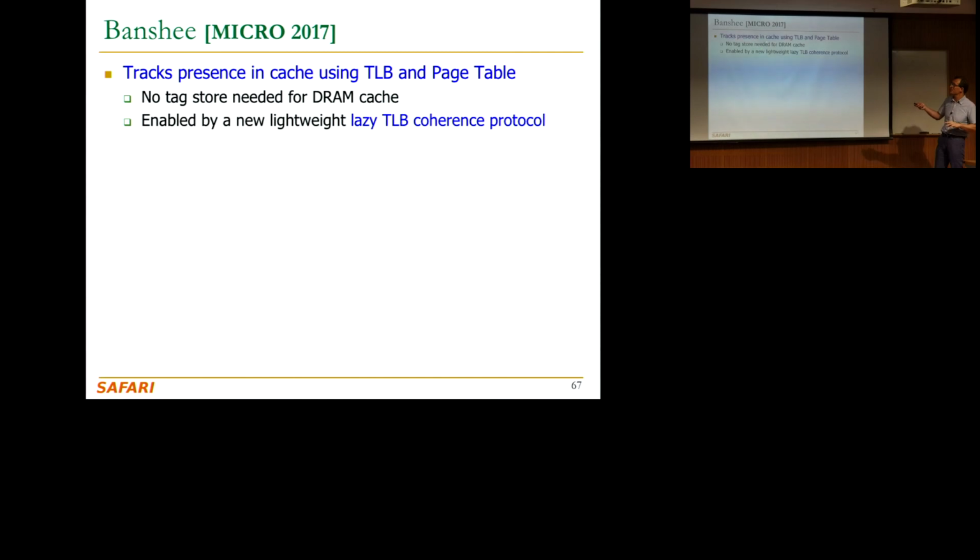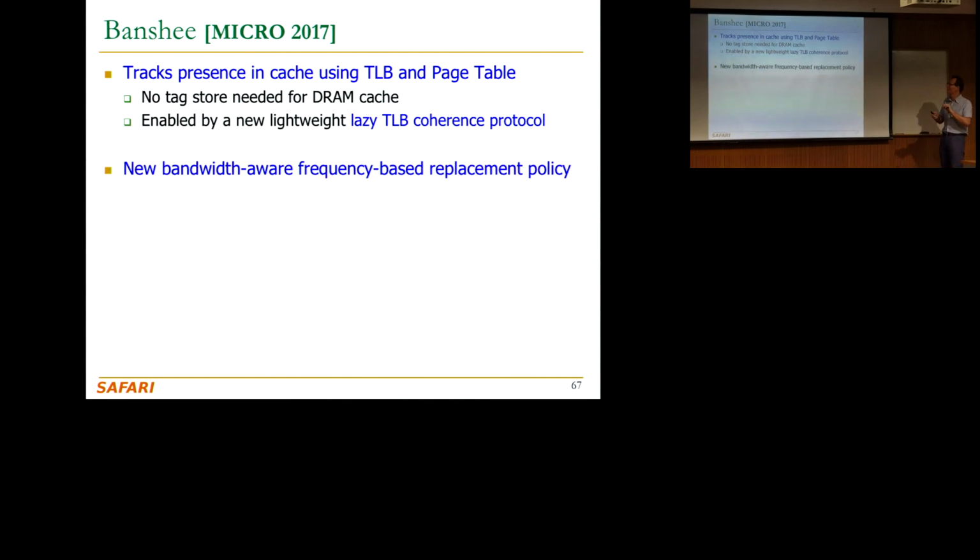The work tracks presence in the cache using the TLB and the page table. There's no tag store needed for the DRAM cache. The problem is, if something changes, you need to change the TLB, right? If the mapping changes, you need to change the TLB. So there's an intelligent address mapping mechanism between phase change memory and DRAM, or hybrid memory, if you will. And we have a TLB coherence protocol managed by the memory controller to be able to shoot down the TLBs. If you don't understand that, read the paper.